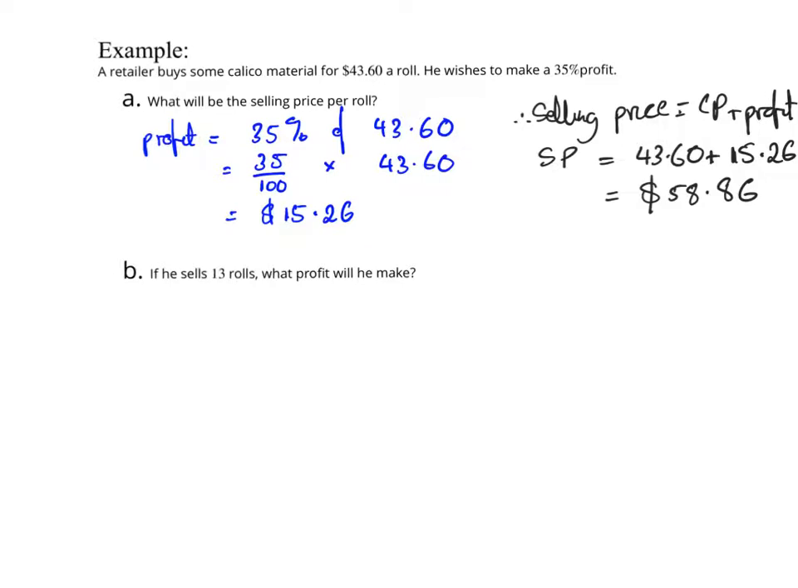Well, part B then says, if he sells 13 rolls, what will the profit be? Well, that's not too difficult. So if one roll is $15.26, then 13 rolls would be 13 times that amount. So it would be 13 times $15.26. Okay. And when we multiply that together, we get $198.38. So that is the profit on 13 rolls of material.